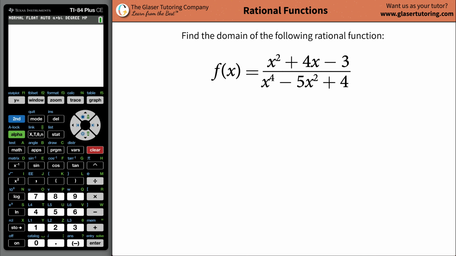Hi-ho, Andrew here. Today I would like to teach you how to find the domain of the following rational function: x squared plus 4x minus 3, all being divided by x to the fourth minus 5x squared plus 4.